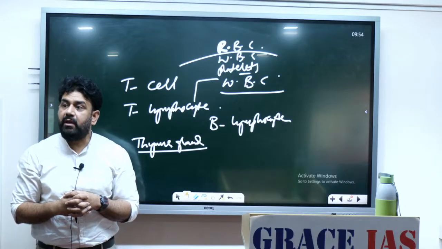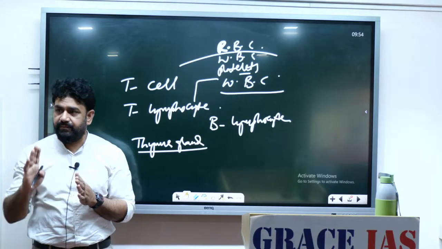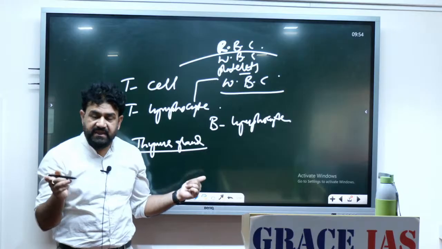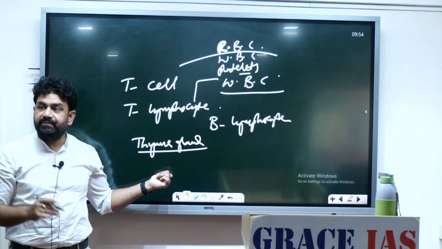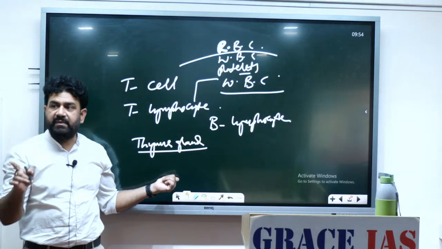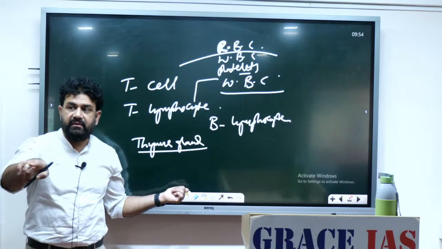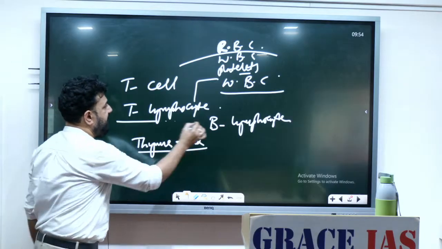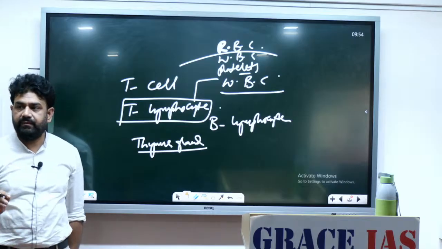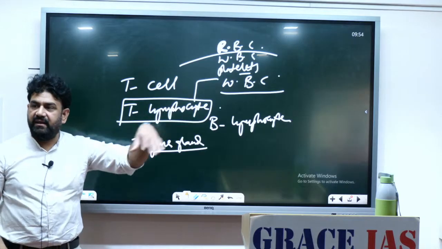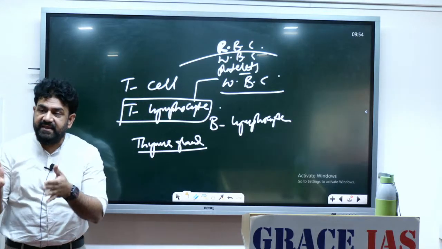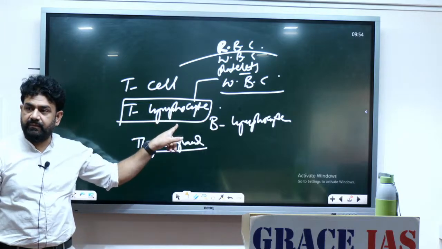It produces a hormone called thymosin, don't worry about it, which helps in the maturation of lymphocytes. Such lymphocytes which are produced by yellow bone marrow but mature in thymus gland are called T lymphocytes. That is a T cell. In CAR T cell, what is T cell? Now you know. You understand this?